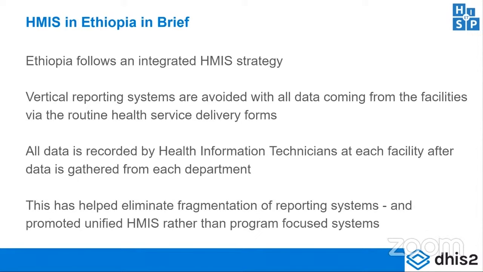If we give you some background about Ethiopian HMIS, Ethiopia follows an integrated HMIS strategy. Previously, we used to have vertical fragmented reporting systems run by programs and partners. This was creating a lot of data quality problems, with the same data being reported with different figures by different partners in different programs. So vertical reporting systems were avoided in the new strategy, with all data coming from the facilities via the routine health service delivery forms. We have only one service delivery form that is very long, like 40-50 pages. But when we send them into DHIS2, we have tried to cut them into pieces and focus on other programs, even though it's coming through one department within the health facility.